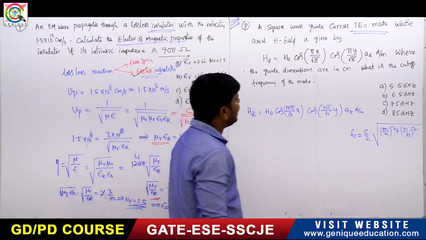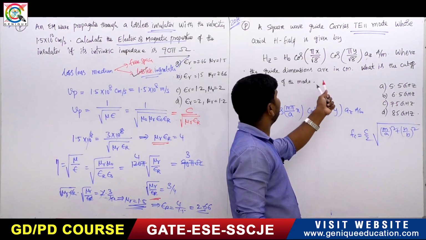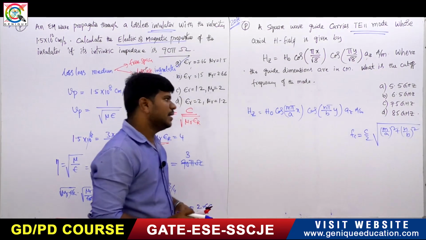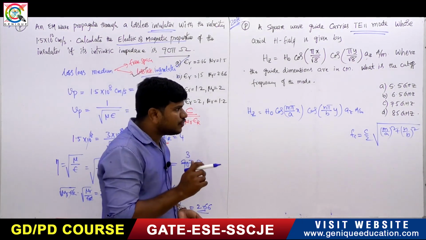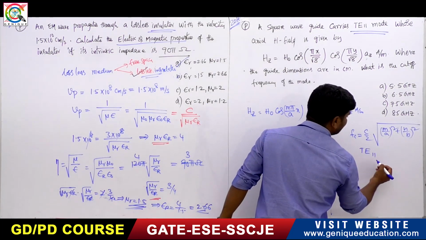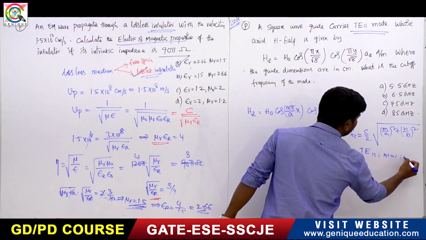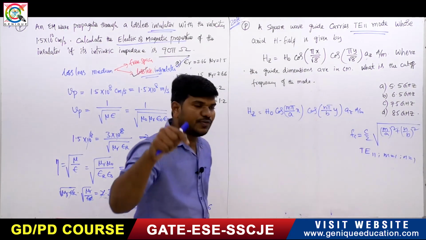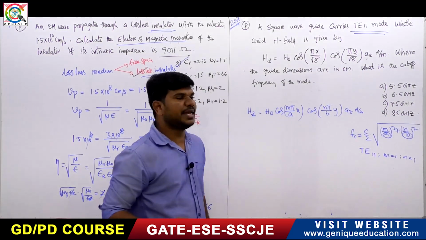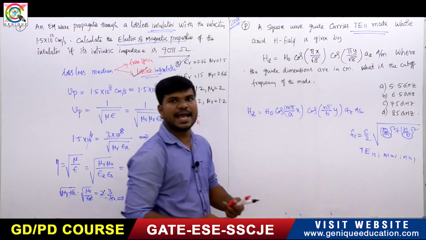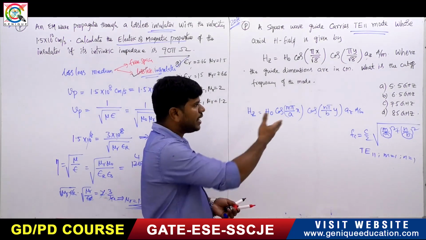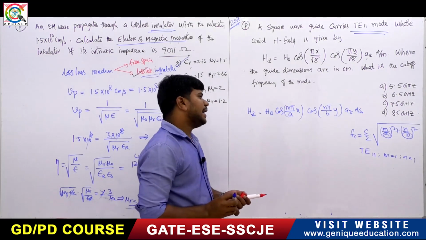C is called the light velocity, 3 into 10 power 8. It did not mention anything, right? So we have to consider c as 3 into 10 power 8 meters per second. It is in TE11 mode, that means m is equal to 1 and n is equal to 1. But a and b are not given here, so we have to find the a and b values. We know m, n and c, but to find the cutoff frequency we should know a and b.